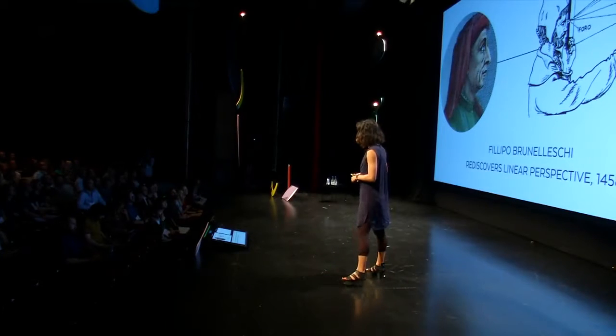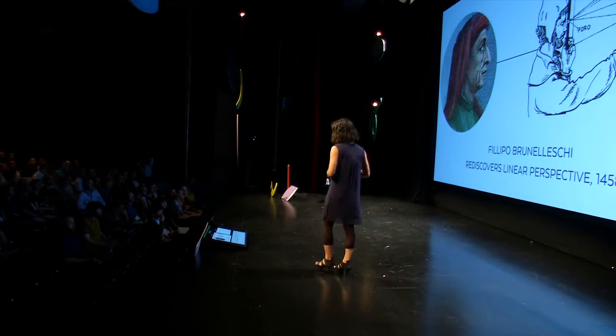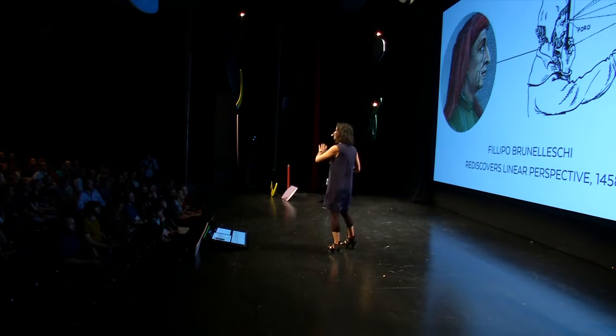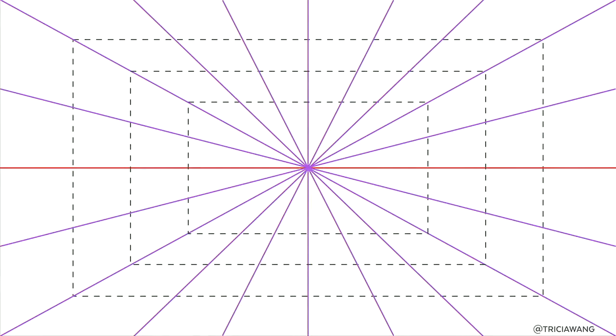So in 15th century Europe, Filippo Brunelleschi rediscovered linear perspective, a visual technique to create the illusion of depth in a picture. Now, basically, it consists of three components. Most of you already know this. There's a horizon line, there's receding parallel lines, and then there's a vanishing point.